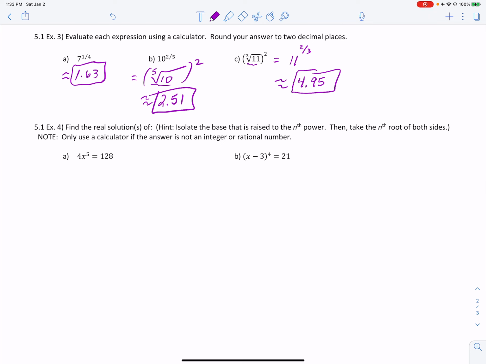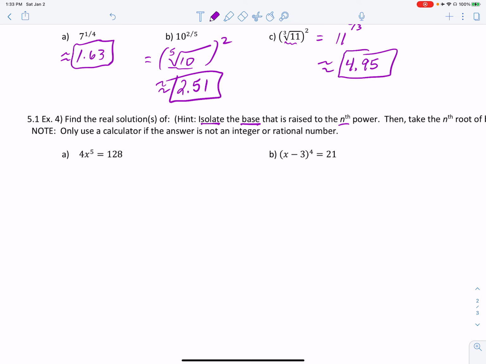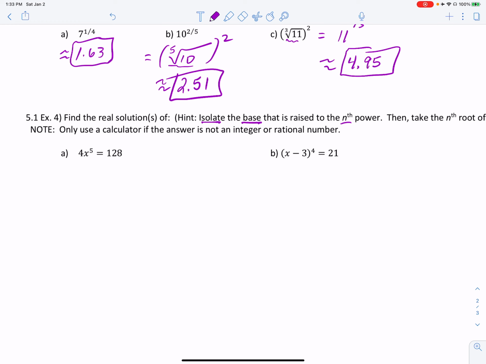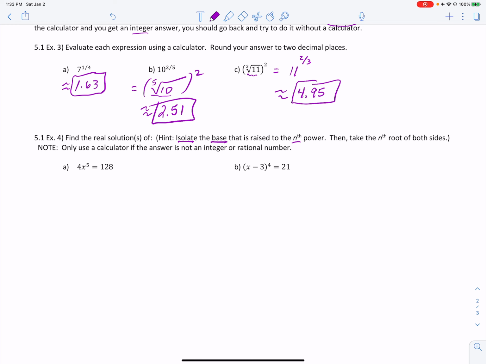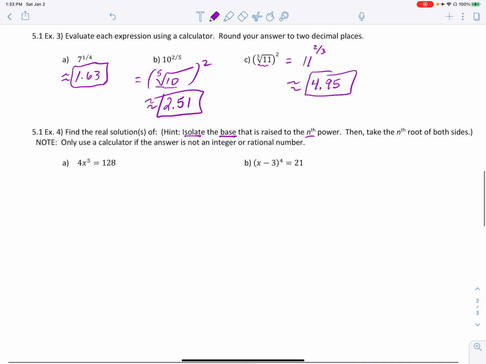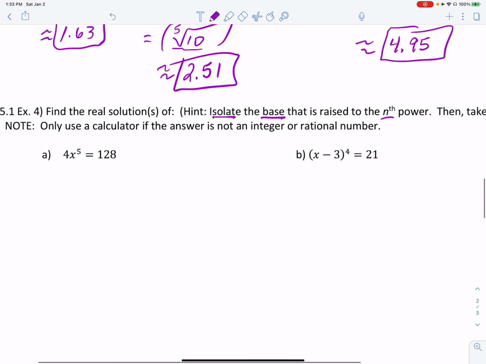You're going to be solving equations, and as you solve these, you need to isolate the base that is raised to the nth power. And then you will take the nth root of both sides. Only use a calculator if the answer is not an integer or rational number. So I'm going to try and first do these without a calculator. And so when I say isolate that base, I want x to the fifth isolated.